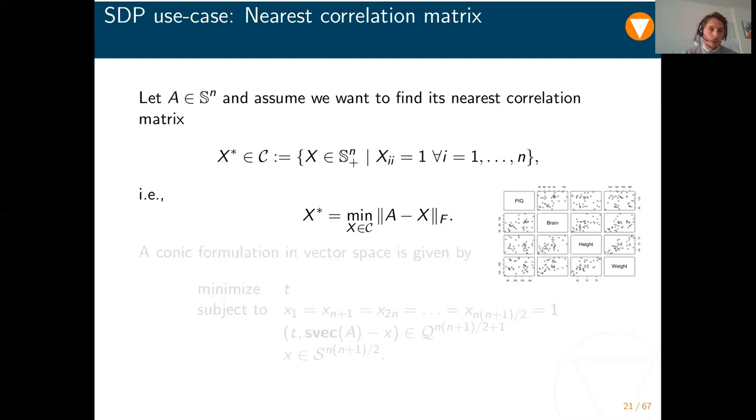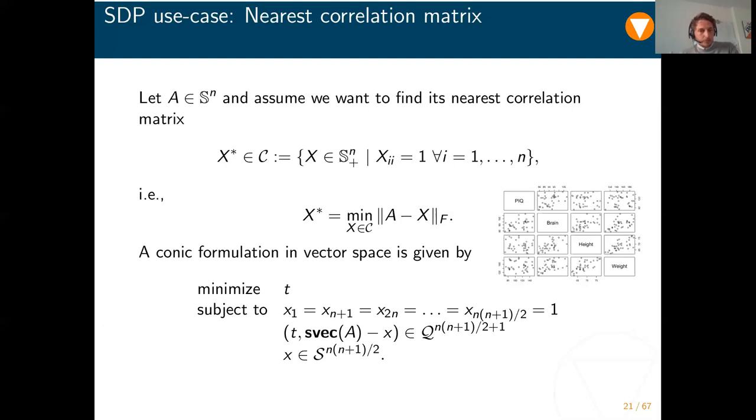And that's why you would like to find a correlation matrix that is very close to your observed matrix A. And this is why you want to project this matrix that you observed onto the space of correlation matrices. So this is the optimization problem of finding a nearest correlation matrix. So you want to minimize the distance of your observed matrix from the set of matrices that you actually are interested in. Usually you would do this in the Frobenius norm, which is the matrix equivalent of the Euclidean norm.